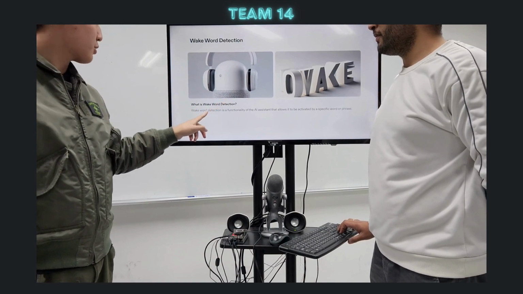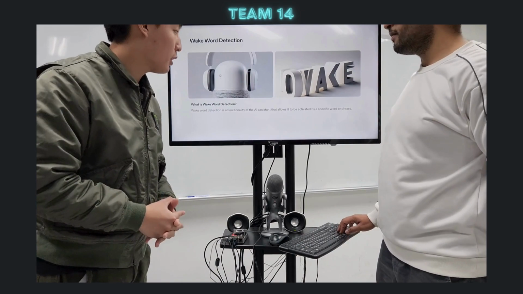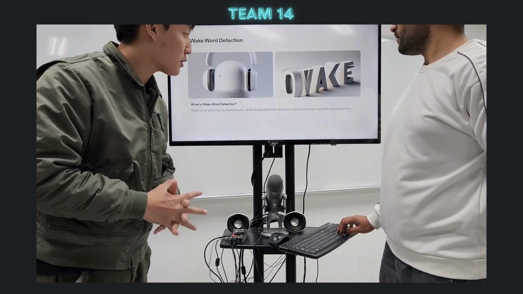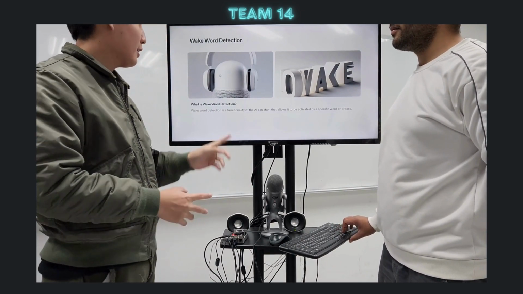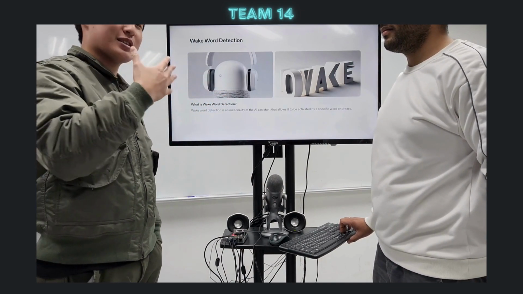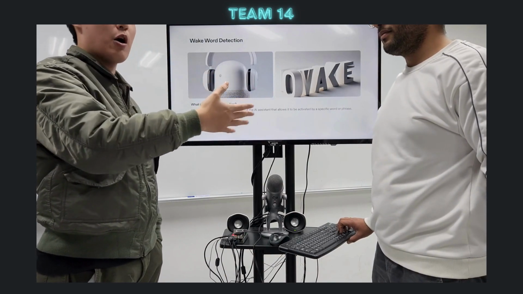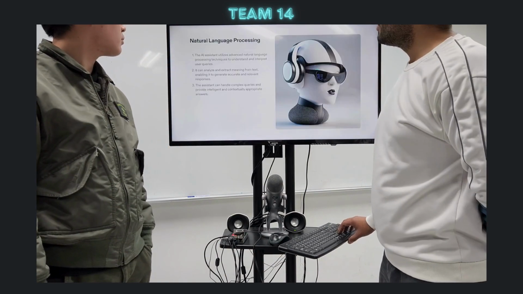What is wake word detection? Wake word detection is a function of an AI assistant that allows it to be activated by a specific word or phrase. It can detect what we say, like if we say hello, it can recognize it and answer with feedback.